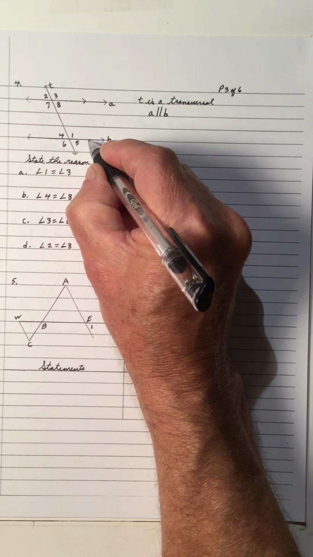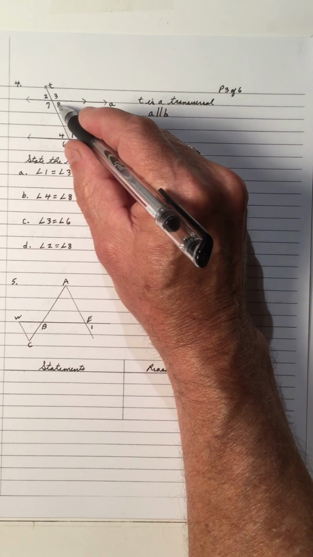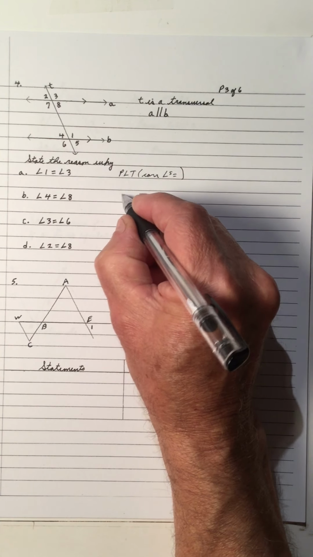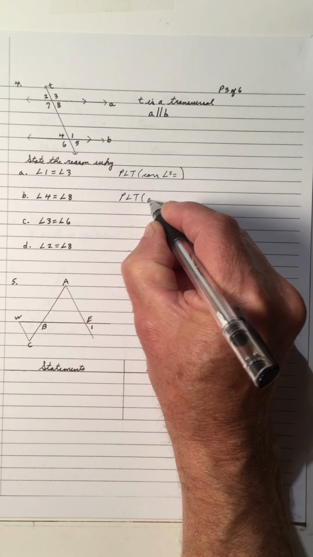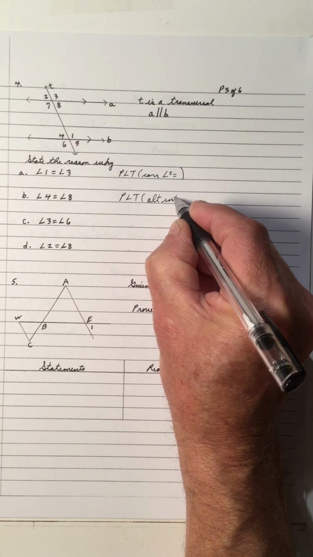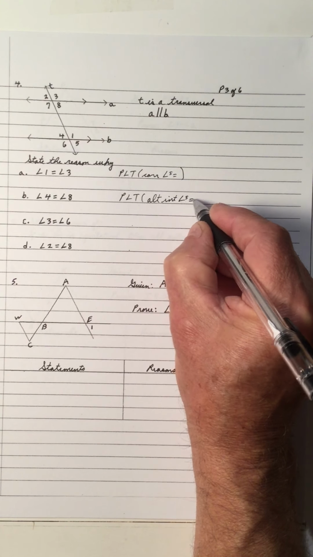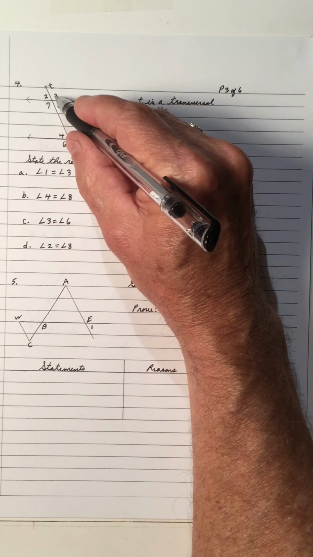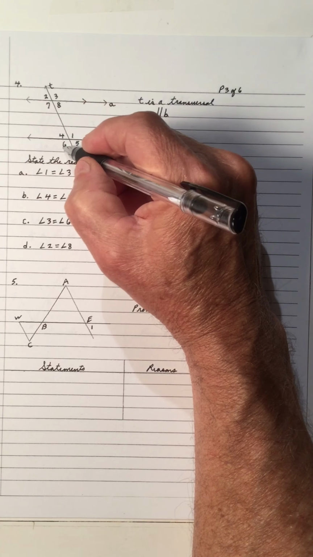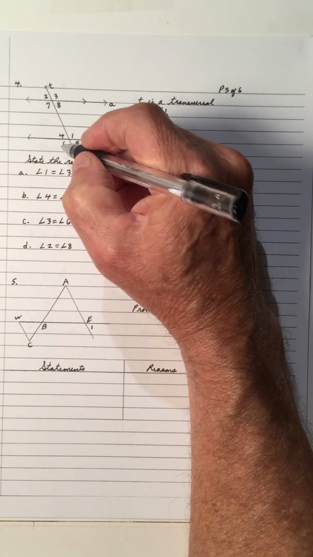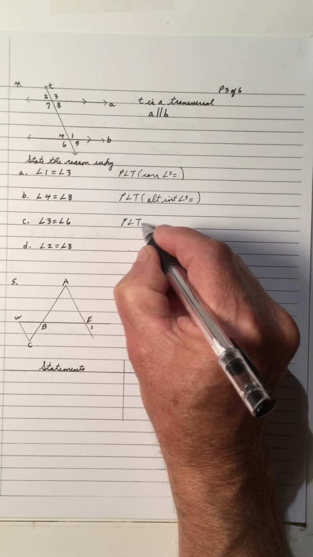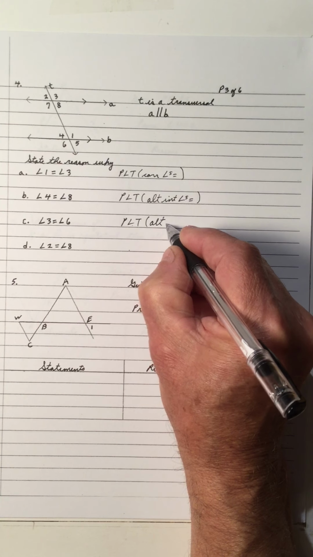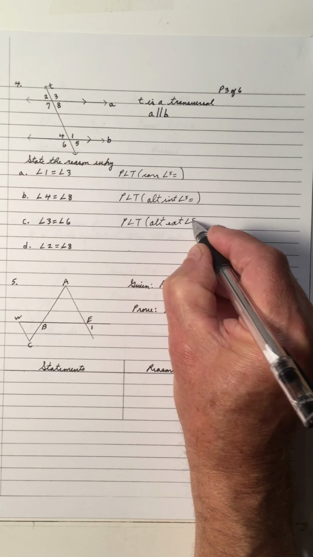4 equals 8. 4 and 8 are equal because they're alternate interior angles. They're interior angles across the transversal. So it's again PLT, and they're alternate interior angles equal. 3 is equal to 6. 3 and 6 are equal. They're exterior angles and they're across the transversal, so they're alternate exterior. So it's a PLT, alternate exterior angles equal.